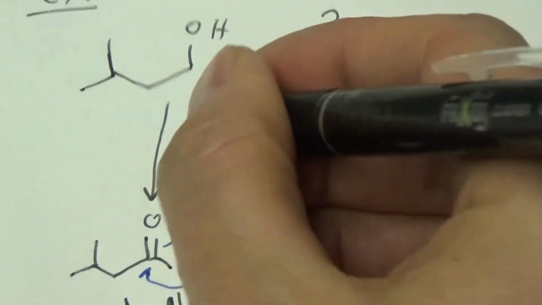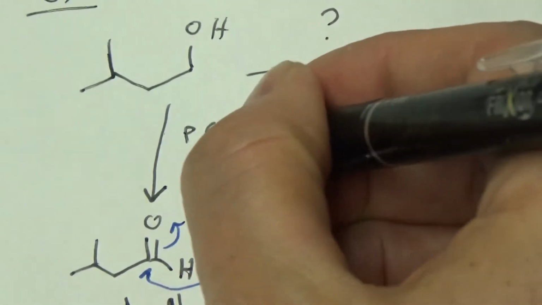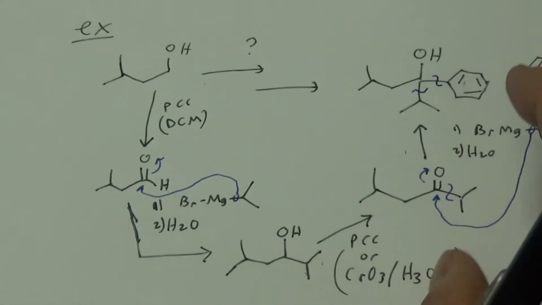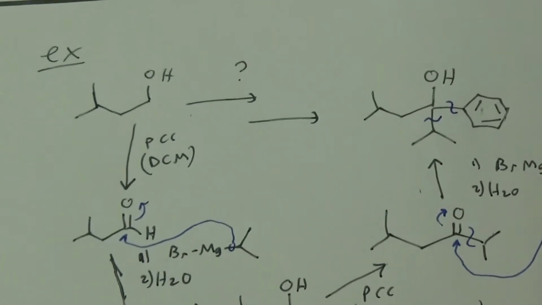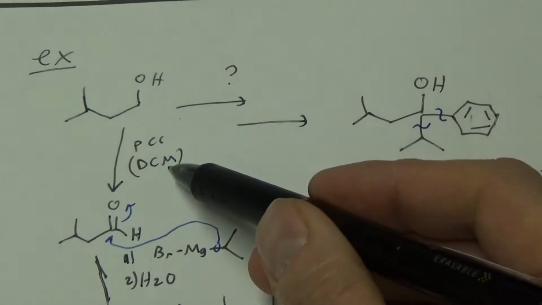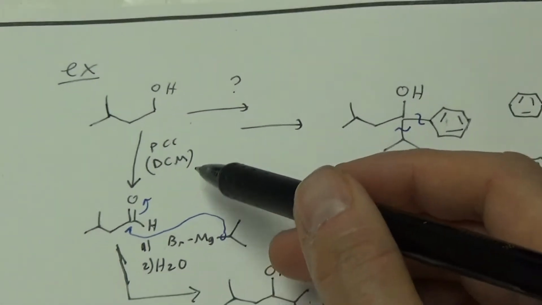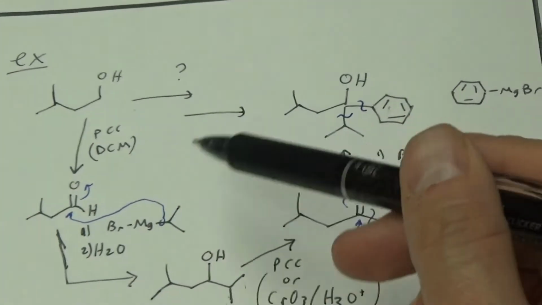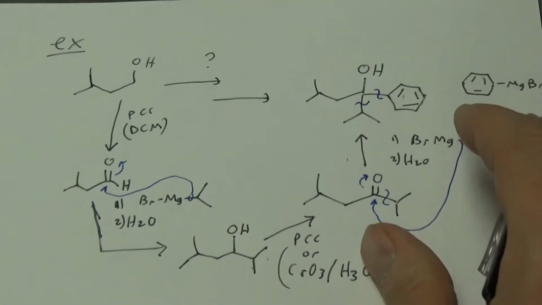So here's PCC, and DCM is our solvent. Not a really big deal, put in parentheses. And if you forget DCM on the quizzes and exams, it's okay. But when you read the book, you'll see, oh yeah, dichloromethane, DCM. It will mention that from time to time.